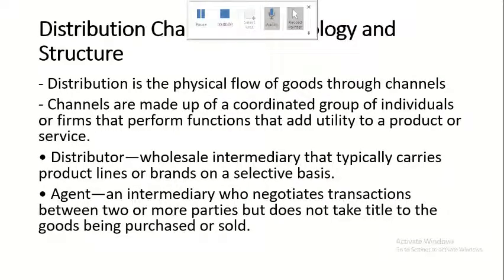And then the distribution channel, the terminology and the structure. Distribution is the physical flow of goods through the channels, and then the channels are made up of a coordinated group of individuals or firms that perform functions that add utility to a product or service. A distribution channel is a chain of businesses or intermediaries through which a good or service passes until it reaches the final buyer or the end customer.